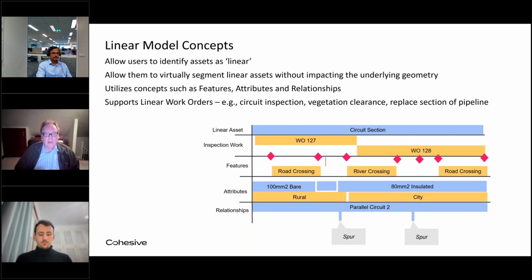And when we're doing work, the work is linear. So supporting with linear work orders and using things like features, attributes, and also relationships. So the relationship of how does this pole, the pole carries the circuit at that particular point, or the spur intersects the circuit at that particular point.